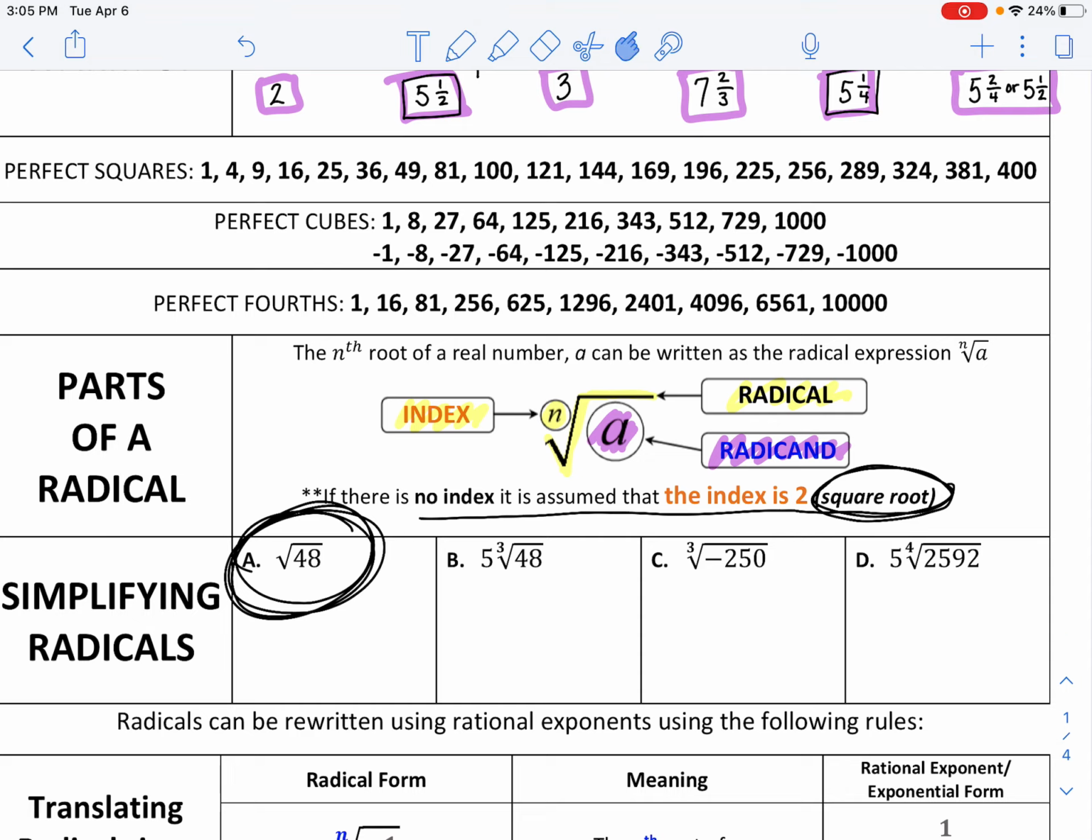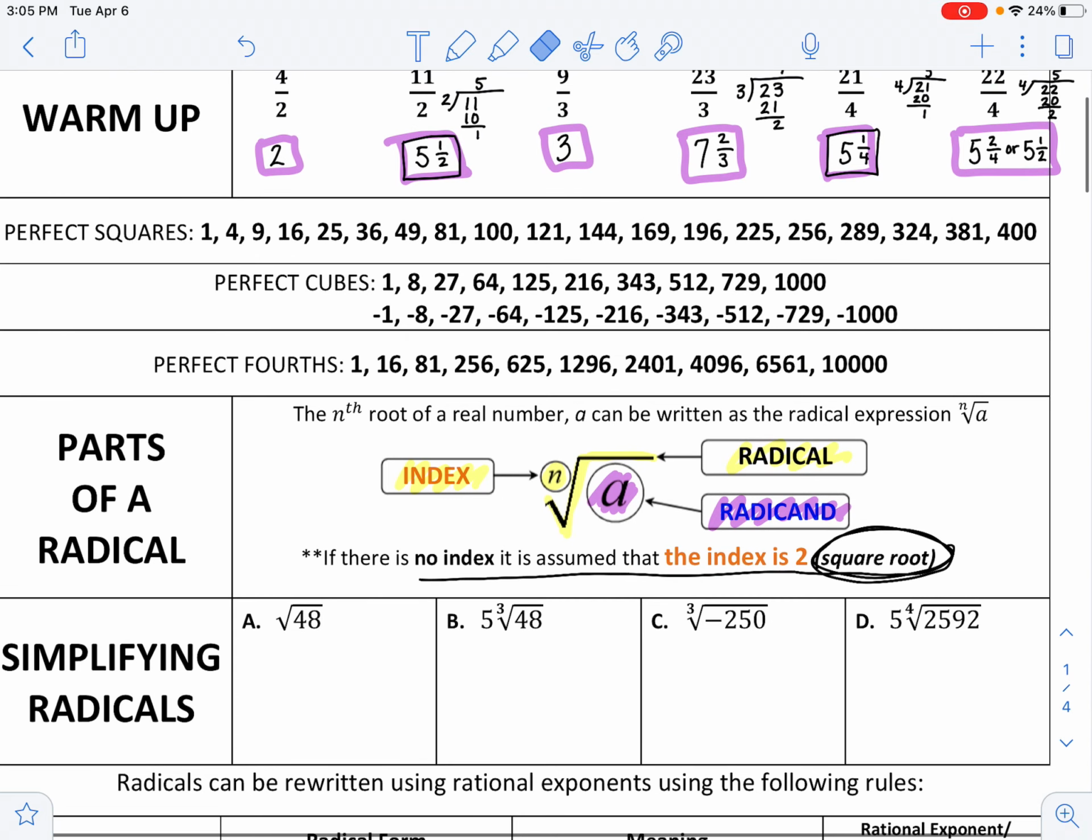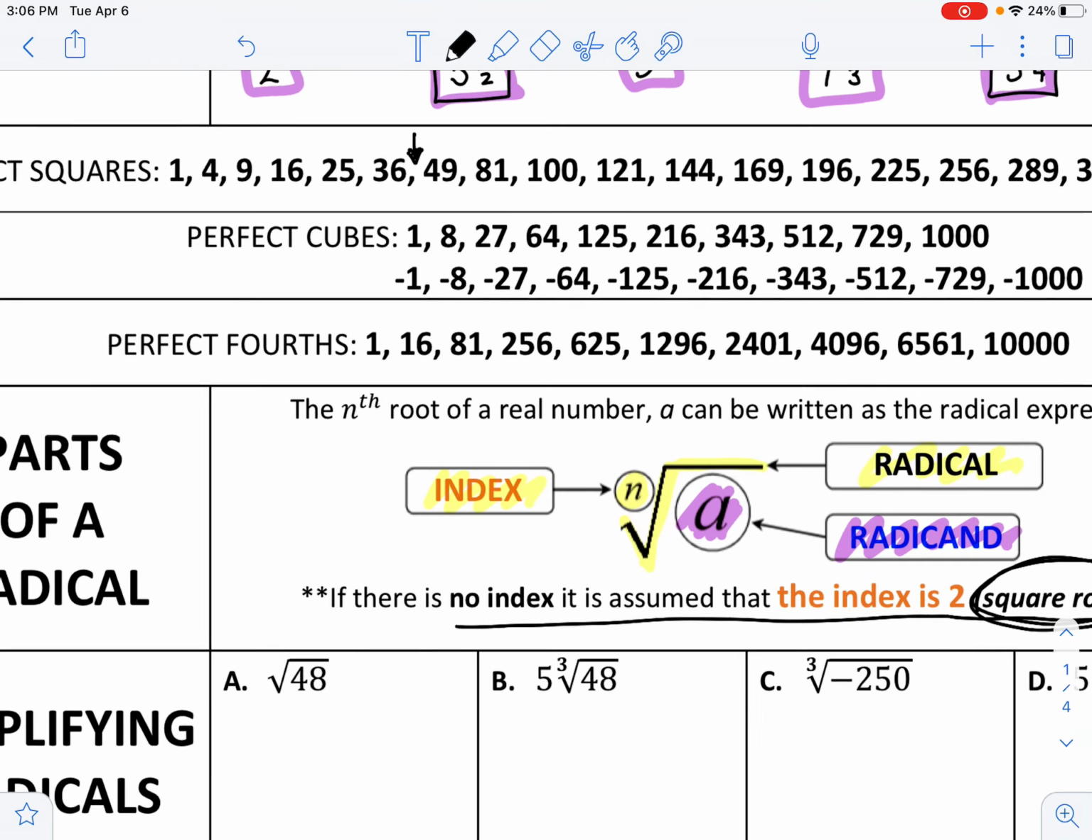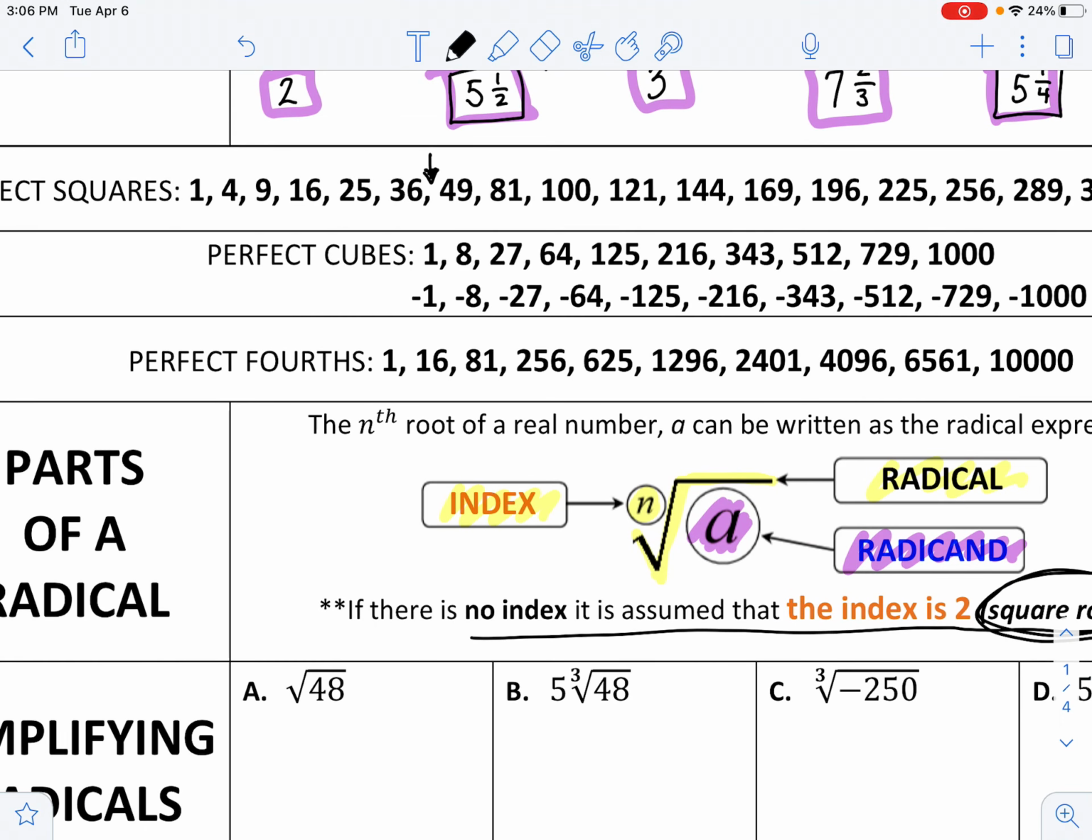All right, so the first problem, A, is just a review from earlier in the year. Taking the square root of 48, what you would do is look up at your perfect square chart, and 48 is not on the list. If it was, it would be right here in between 36 and 49. So since it's not there, you want to find the biggest perfect square factor of 48. 48 actually has two perfect square factors. You want the biggest one.